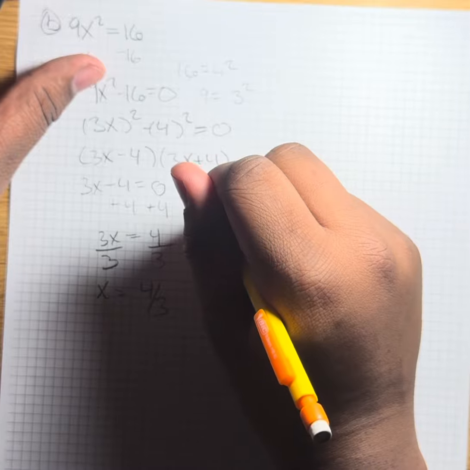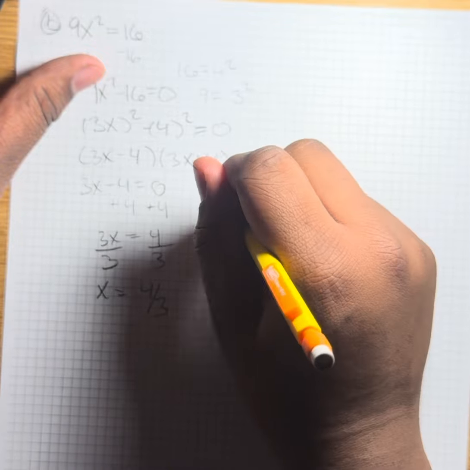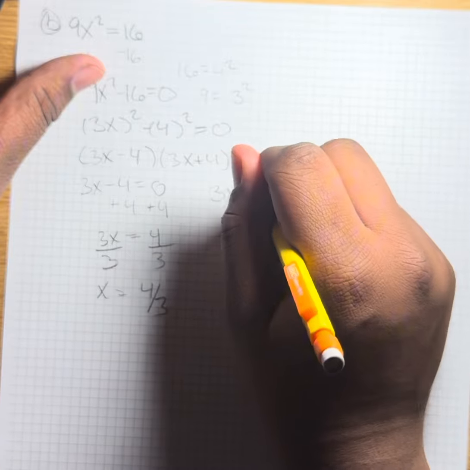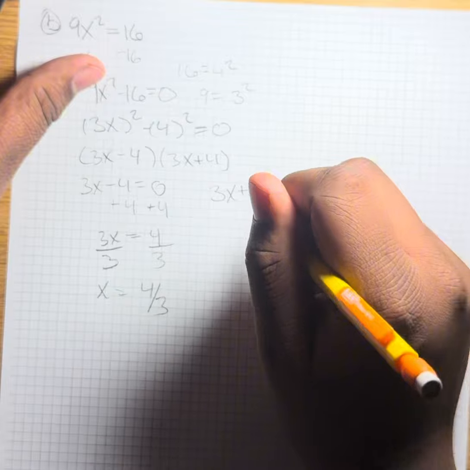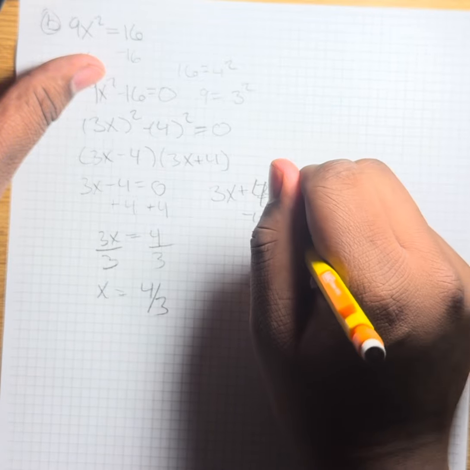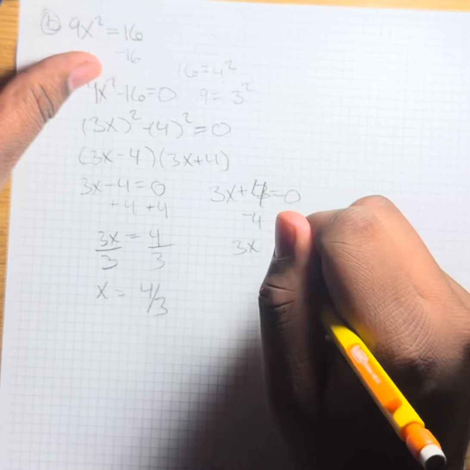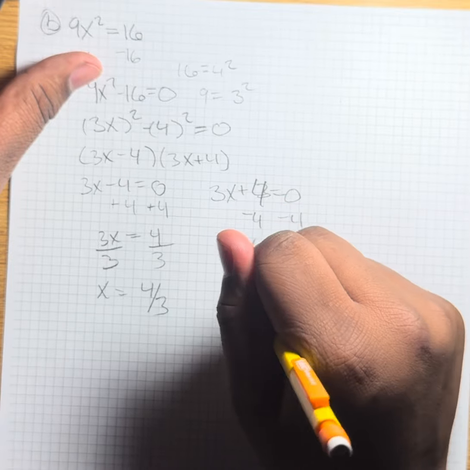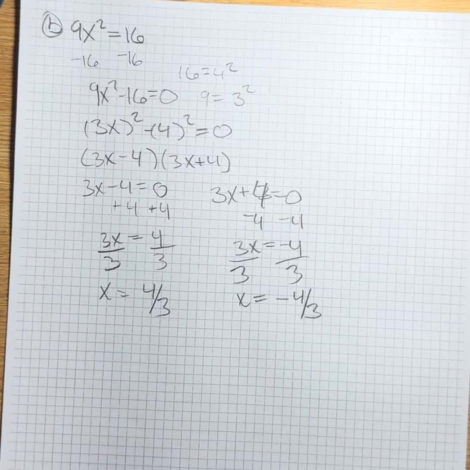All right, we're going to have to do the same on the other side, but this time we're subtracting 4. Then we divide by 3. And that will be both of our answers.